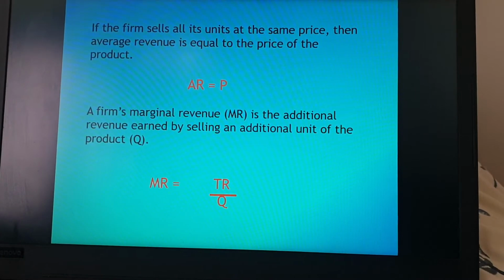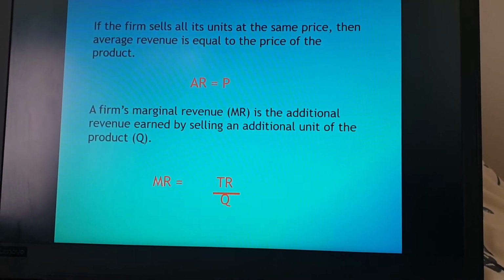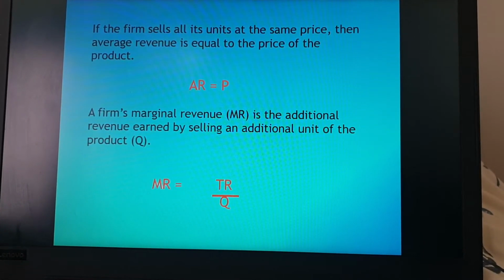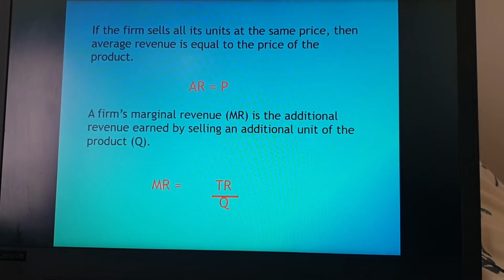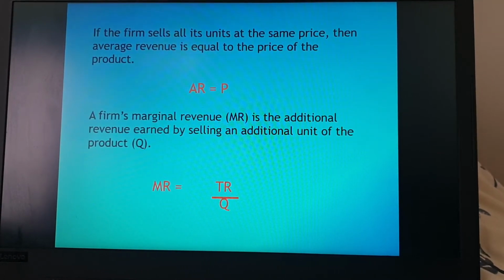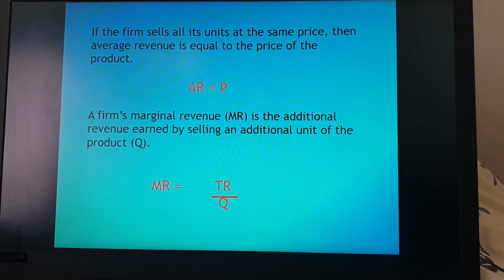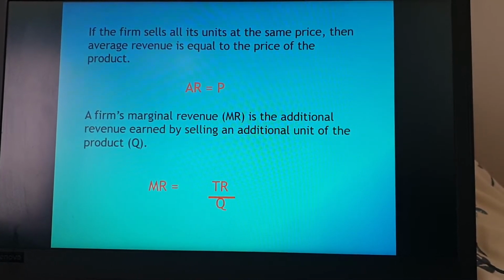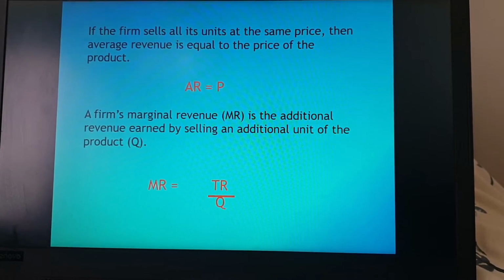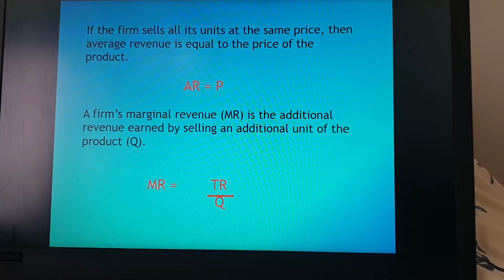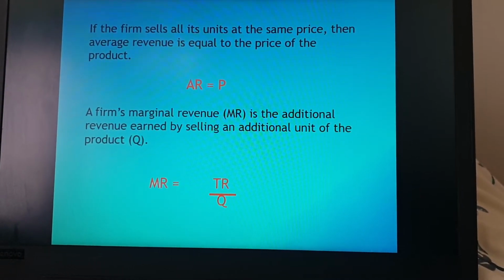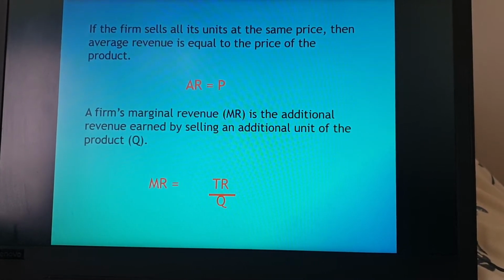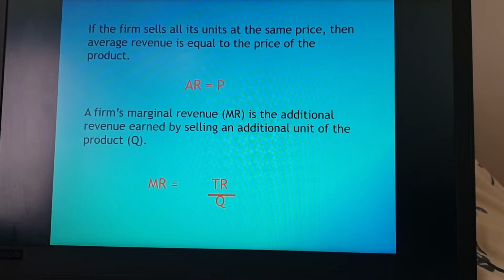If the firm sells all its units at the same price, then average revenue is equal to the price of the product. In other words, average revenue will be equal to P. A firm's marginal revenue, MR, is the additional or extra revenue earned by selling an additional unit of the product. So MR equals change in TR, total revenue, over change in Q, my quantity.